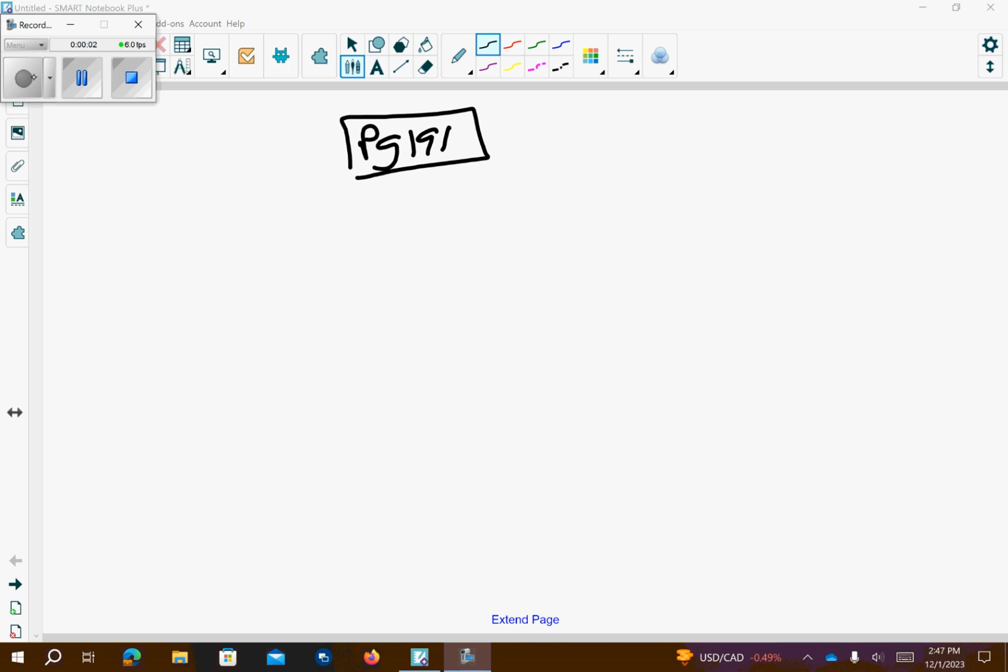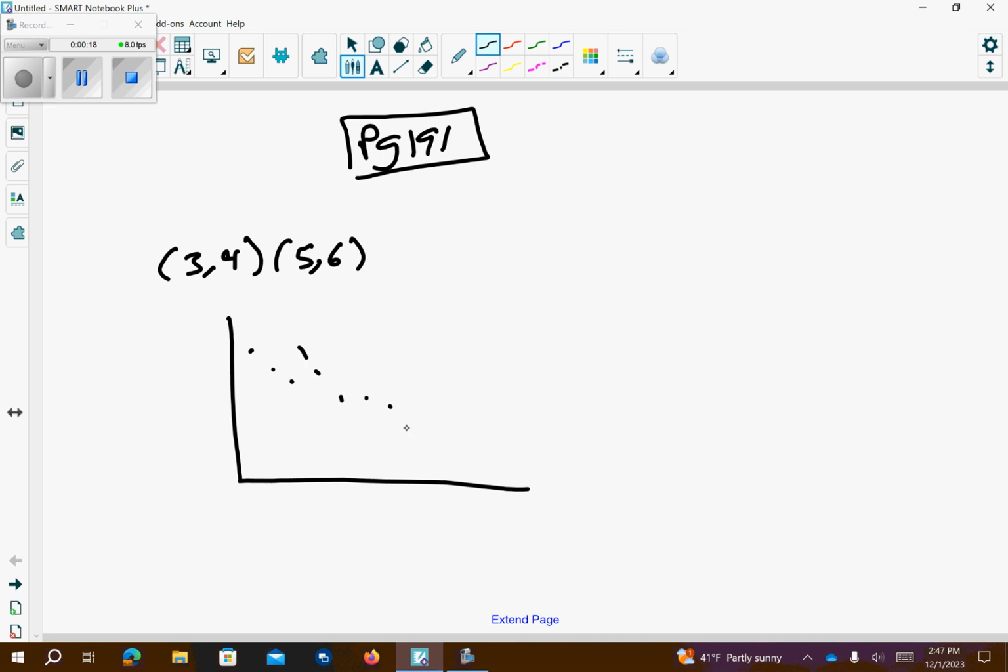Hi, Algebra 1. This is going to be on page 191. We are starting with something called scatter plots. A scatter plot is how you plug in data. So if you had data points and you were to see it plotted, like on our example, we can make a line of best fit.